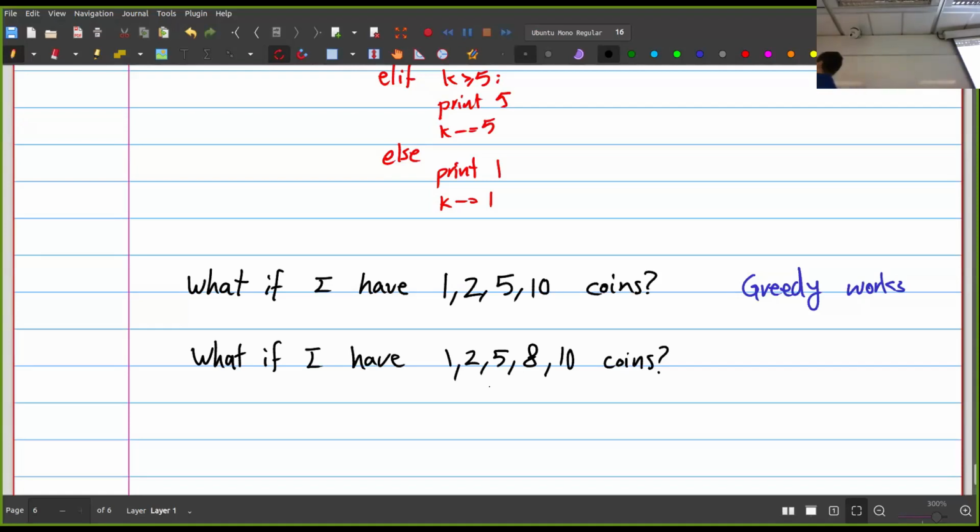So, a more general question can be, would the greedy algorithm always work no matter what kinds of coins I have? No. Okay, give me an example here where the greedy algorithm would not be optimal.